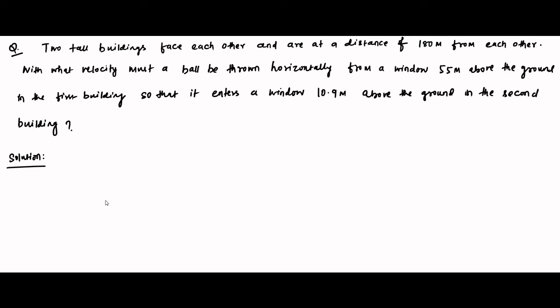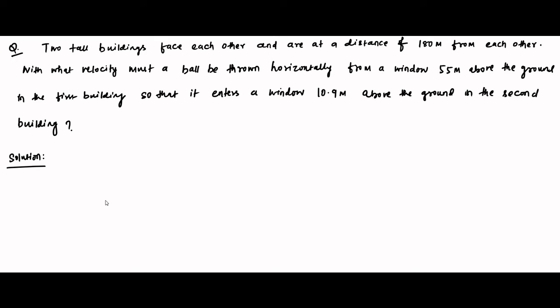So here is another question on projectile motion. It is given that two tall buildings face each other and are at a distance of 180 meters from each other. With what velocity must a ball be thrown horizontally from a window which is 55 meters above the ground in the first building so that it enters another window 10.9 meters above the ground in the second building? Okay, so this is the situation.